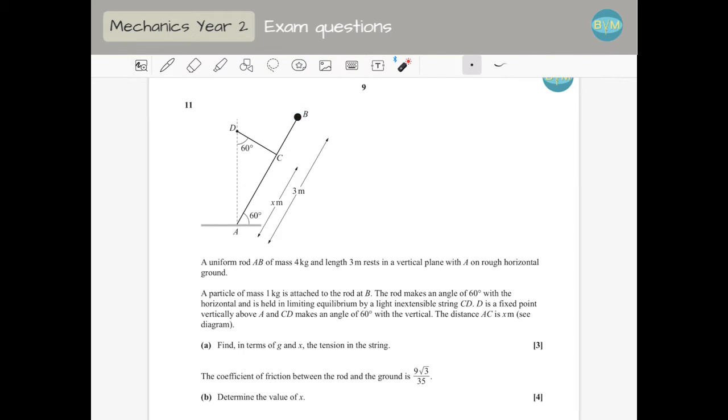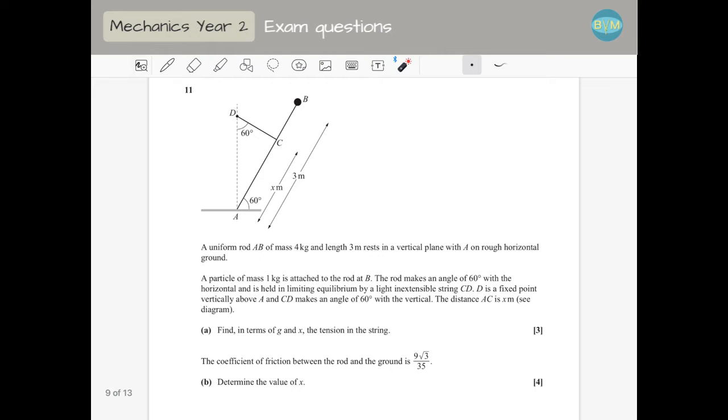The rod makes an angle of 60 degrees with the horizontal and is held in limiting equilibrium by a light inextensible string CD, this one. C is a fixed point vertically above A, and CD makes an angle of 60 degrees with the rod. The distance AC is x, so this distance is x. And we have to find, in terms of g and x, the tension in the string.